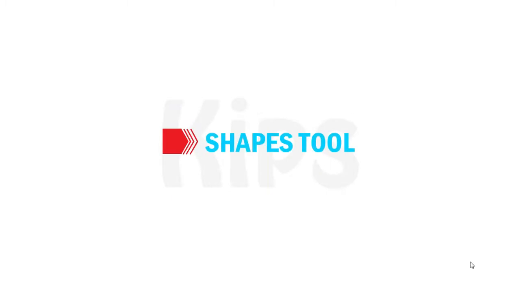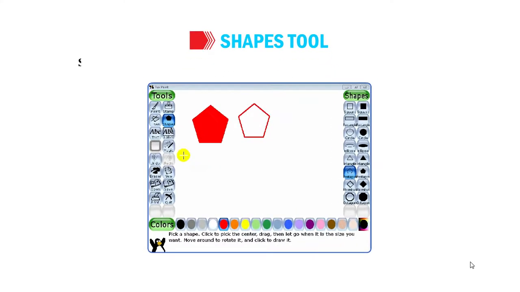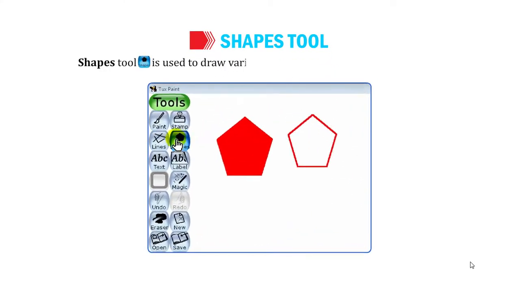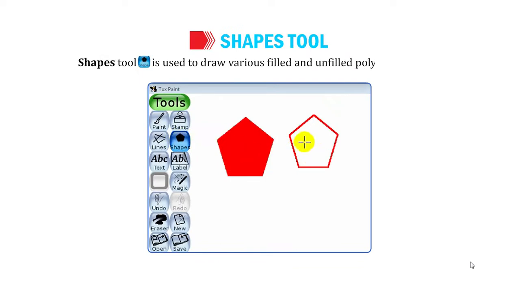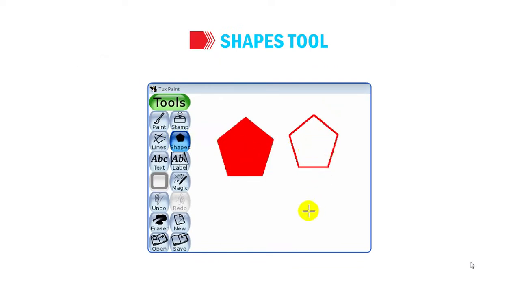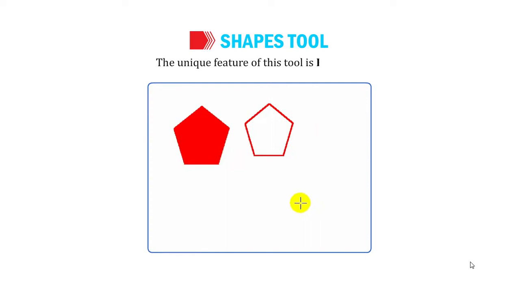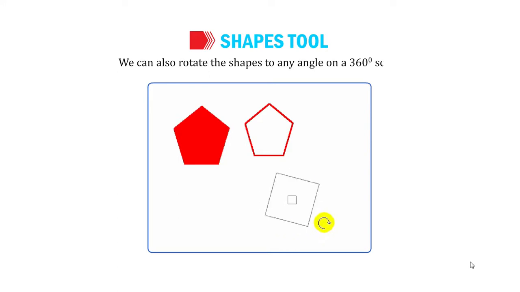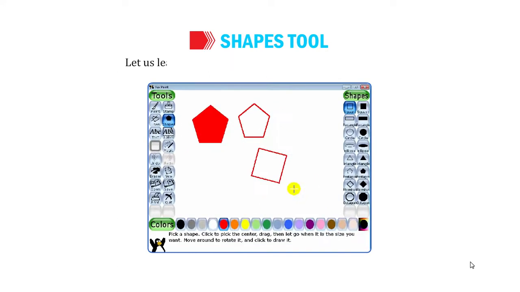Let us talk about the Shapes tool. The Shapes tool is used to draw various filled and unfilled polygonal shapes. The unique feature of this tool is rotation. We can also rotate the shapes to any angle on a 360 scale. Let us learn how to draw various shapes using this tool. Let us draw a square at various angles.